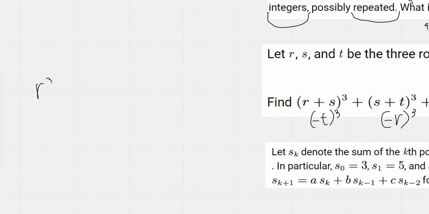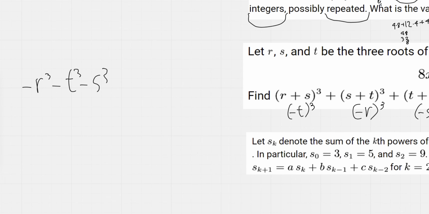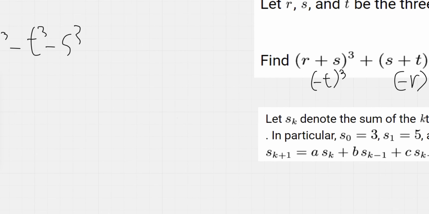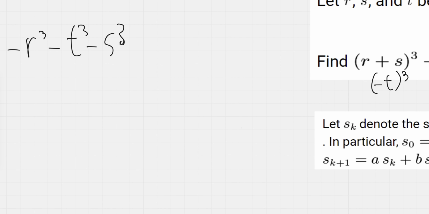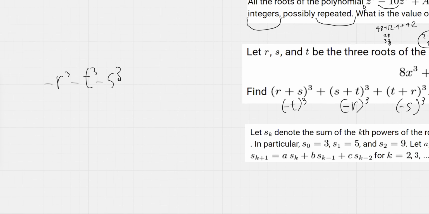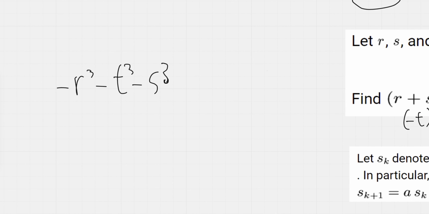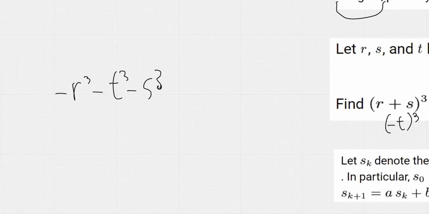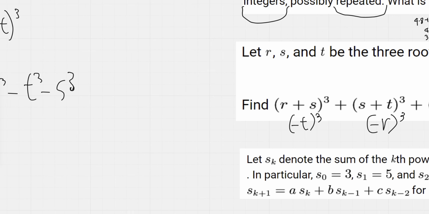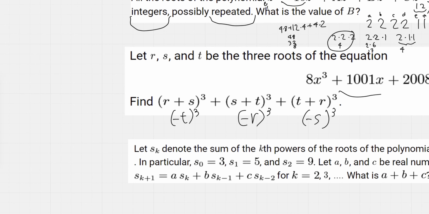So minus R cubed minus T cubed minus S cubed. Now, this still is not an easy task to find, right? You've cubed everything, but you haven't actually cubed the sum itself. You haven't cubed R plus S plus T. But actually, that might be a really good idea to do. If you have R plus S plus T and you cube the whole expression, you will definitely be able to find R cubed plus T cubed plus S cubed and some extras that you can hopefully define conveniently in terms of these coefficients that you already have.